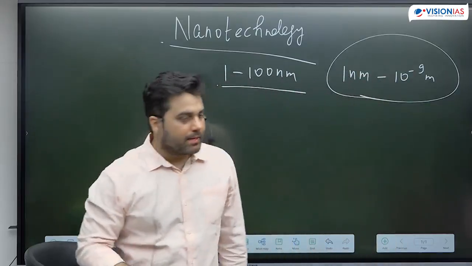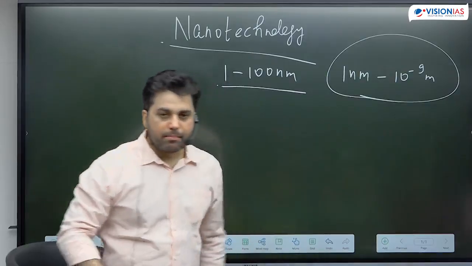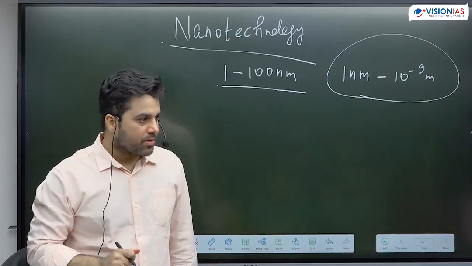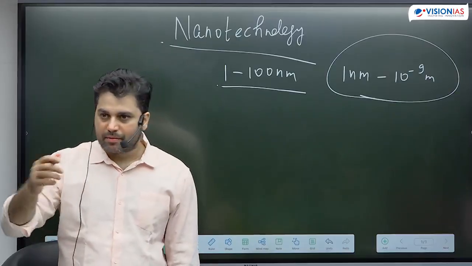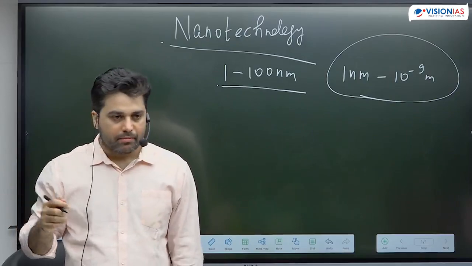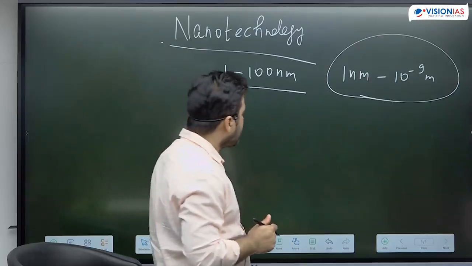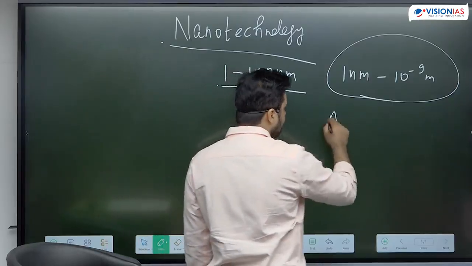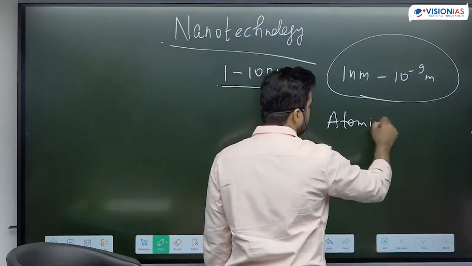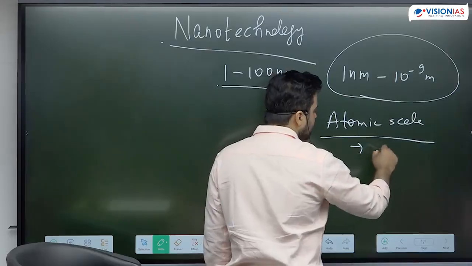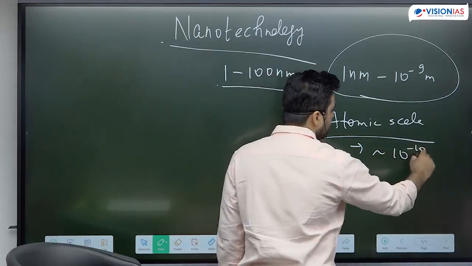Now 10 to the power minus 9 is huge compared to 10 to the power minus 15. 10 lakh times bigger than 10 to the power minus 15. So that is why I said that we are going to zoom out a little bit. And we will now look at the nanoscale. In the previous module, I talked about how atomic scale is in the dimension of 10 to the power minus 10 meter.